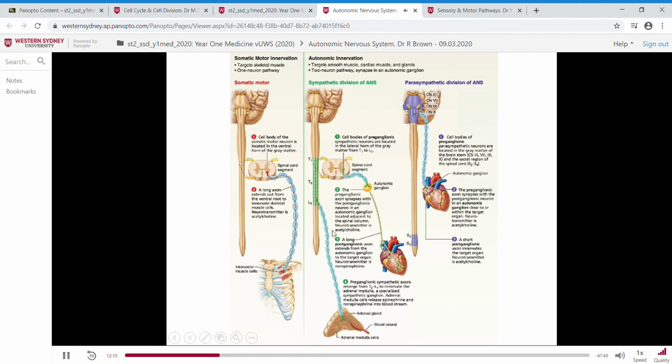A bit of a unique variant here is the adrenal medulla. Here's your preganglionic neuron coming out of the spinal cord, and it essentially synapses within the adrenal medulla, okay? It's almost like the adrenal medulla is a postganglionic neuron, but we'll talk about that shortly.